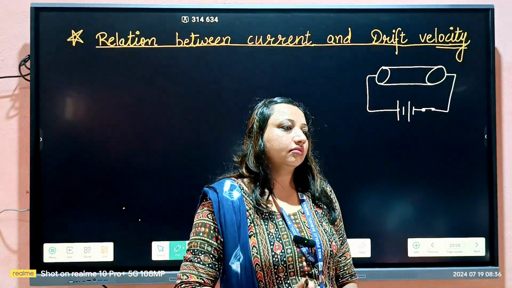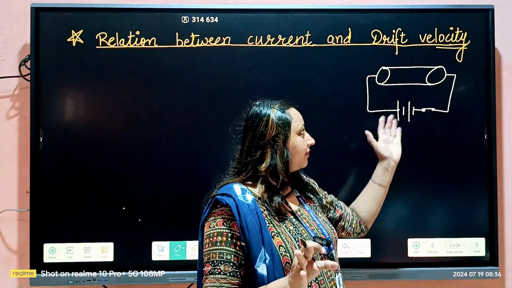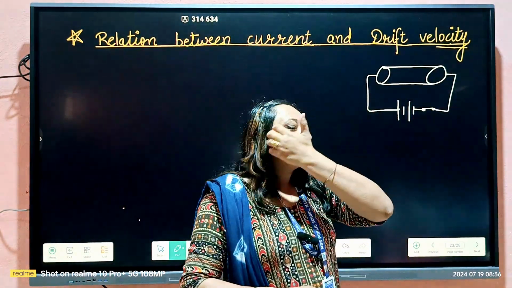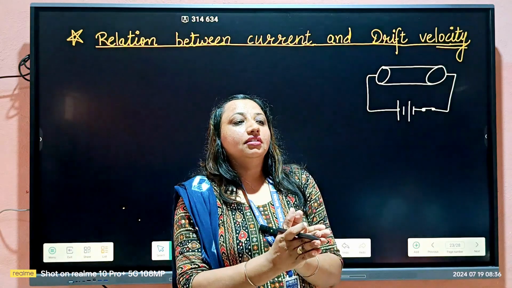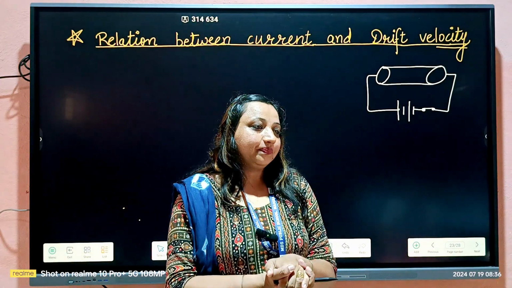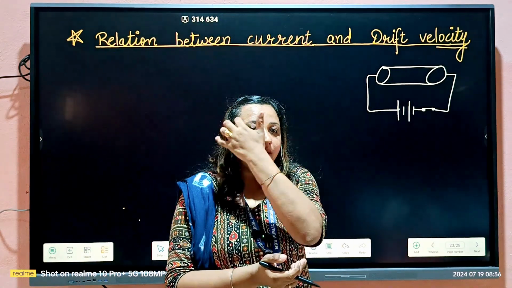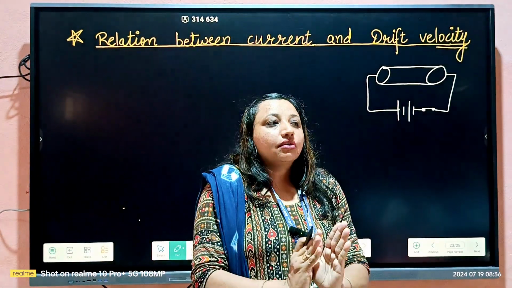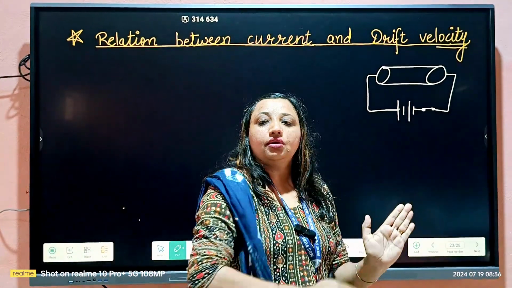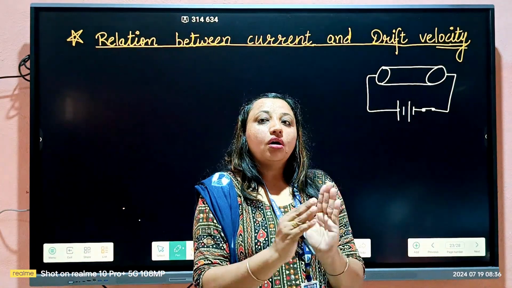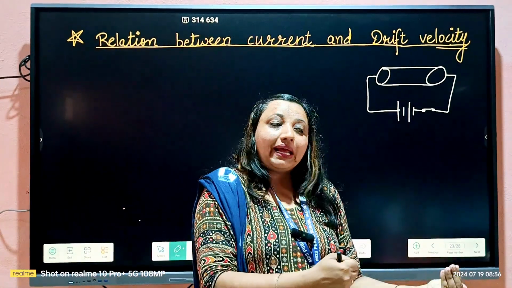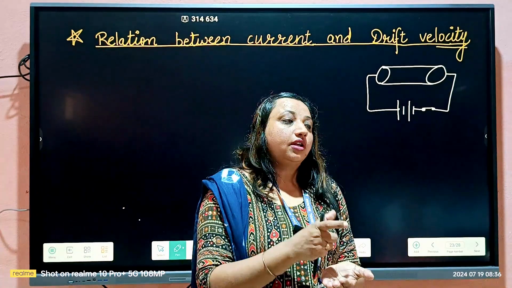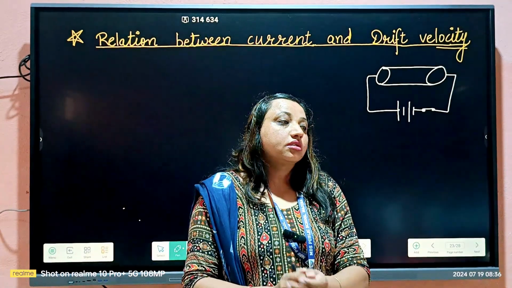When we connect a conductor across the battery, a potential difference per unit length is provided. Due to this, electrons get drifted from one end to the other, because before applying the battery or the electric field, their average velocity is equal to 0.